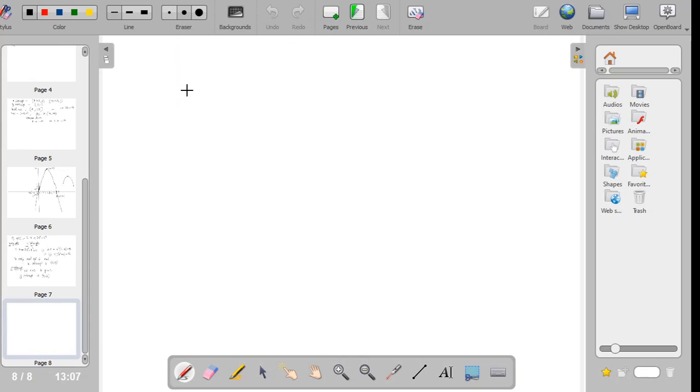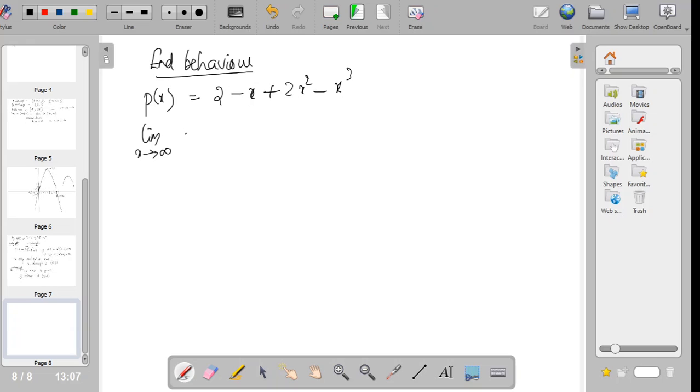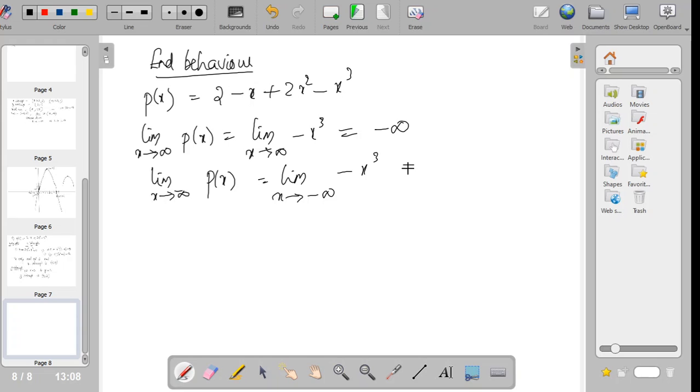And now let us look at the end behavior. So p of x is 2 minus x plus 2x square minus x cube. So when we take the limit, limit x tends to infinity p of x will be equal to limit x tends to infinity of minus x cube. So that will be minus infinity. Again, limit x tends to minus infinity, p of x is limit x tends to minus infinity of minus x cube. So this again, taking x cube, will be minus infinity. So together with this, it will be minus infinity that we get.